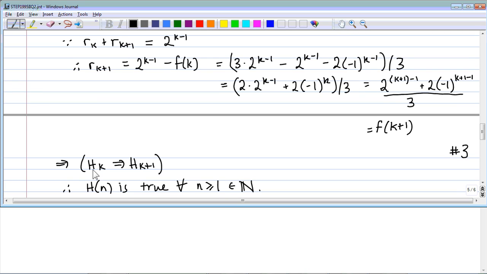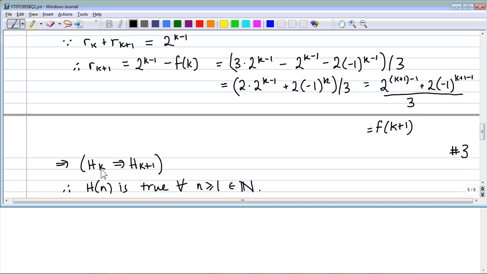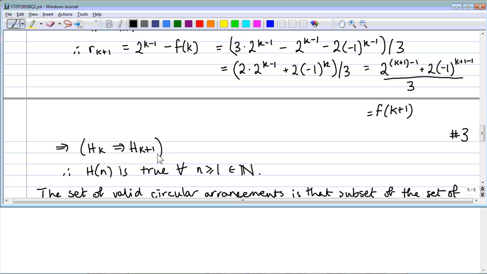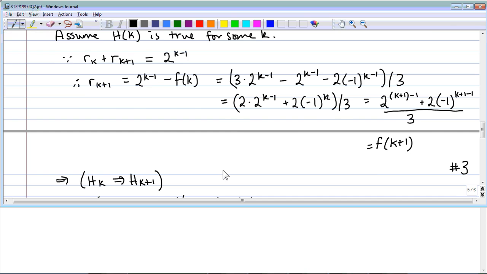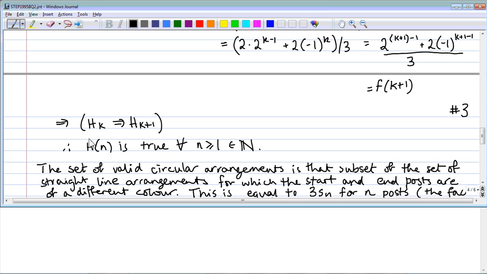So therefore hk, or the hypothesis for value k, implies the hypothesis for value k plus 1. Therefore hn is true for all n greater than or equal to 1. We've got all the elements, yeah? We've got the step with k equals 1 or n equals 1, and we've got hk implies hk plus 1. So hn is true for all n greater than or equal to 1.